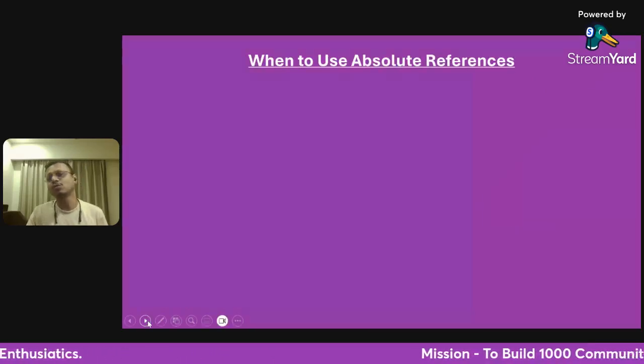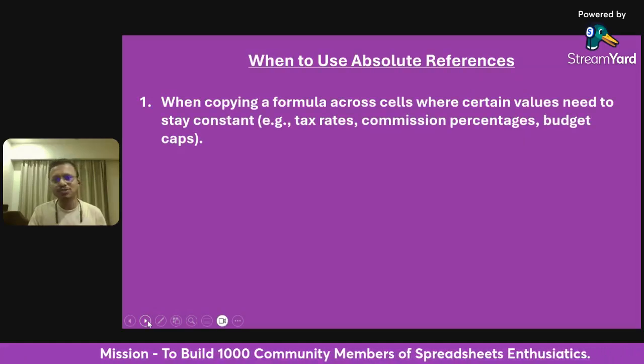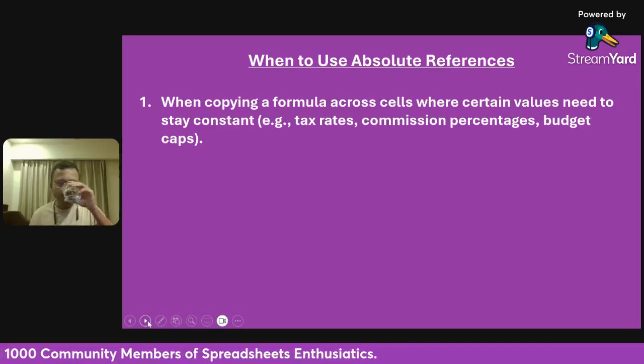Now, when to use absolute references, very important thing. When copying a formula across the cells, when certain values need to stay constant. So for example, this is very important when you talk about a tax rate.